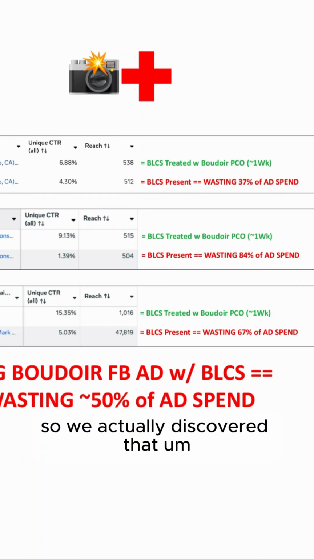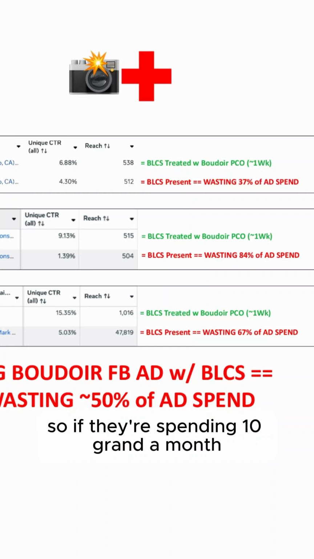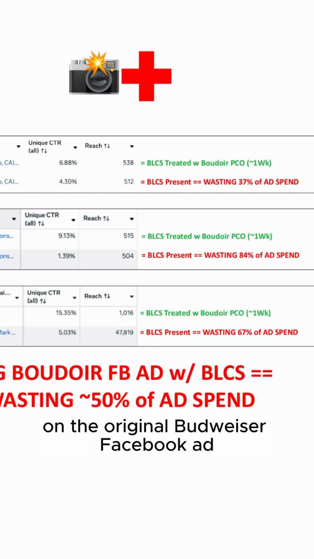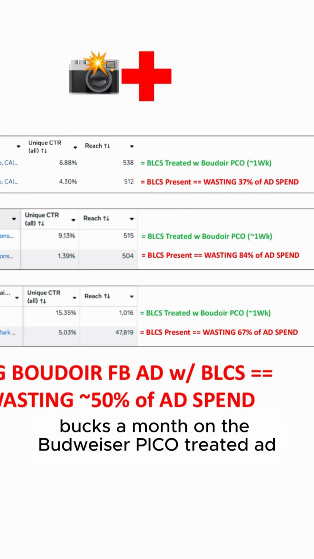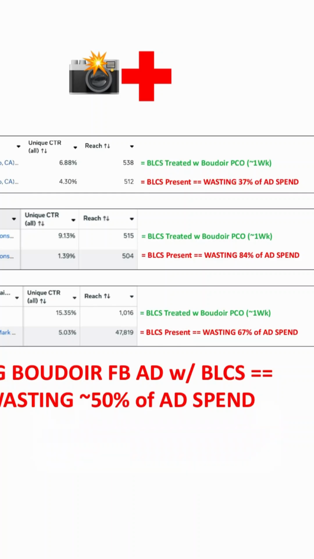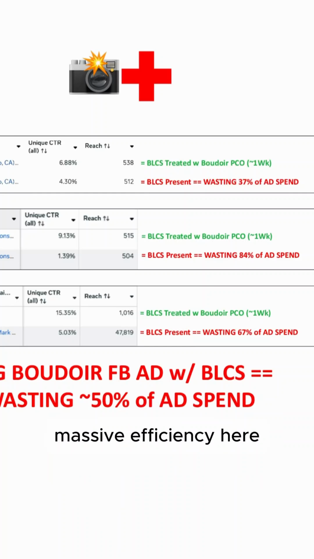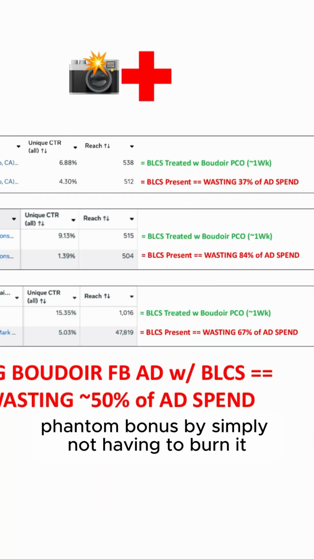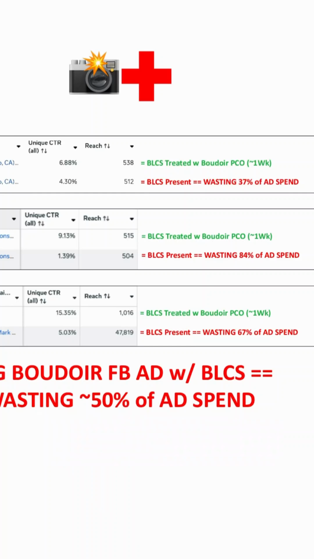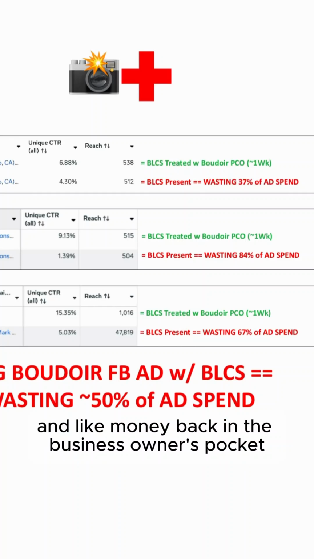So we actually discovered that the original was wasting 84% of ad spend. So if they're spending 10 grand a month on the original Boudoir Facebook ad, they now only have to spend $1,600 a month on the Boudoir Pico treated ad to get the ad into the same number of women's brains. So, massive efficiency here. That's $8,400 a month, literally, that the Boudoir photographer can pocket as kind of like a phantom profit, phantom bonus, by simply not having to burn it. And that's like 100K over the next 12 months in money back in the business owner's pocket.